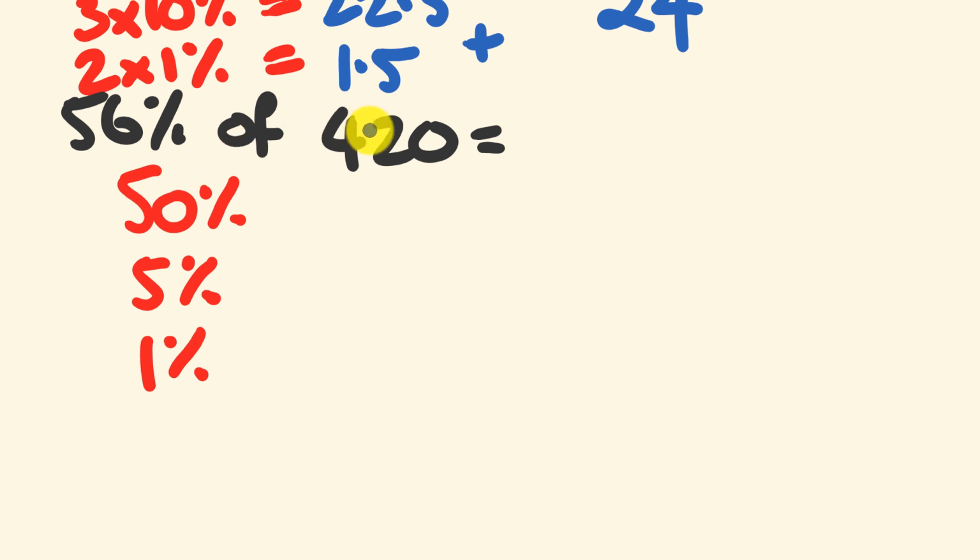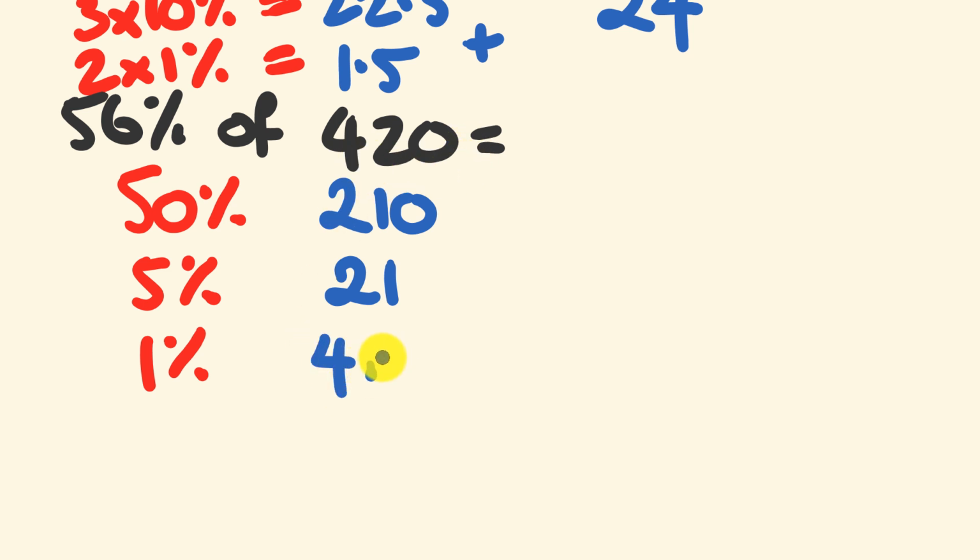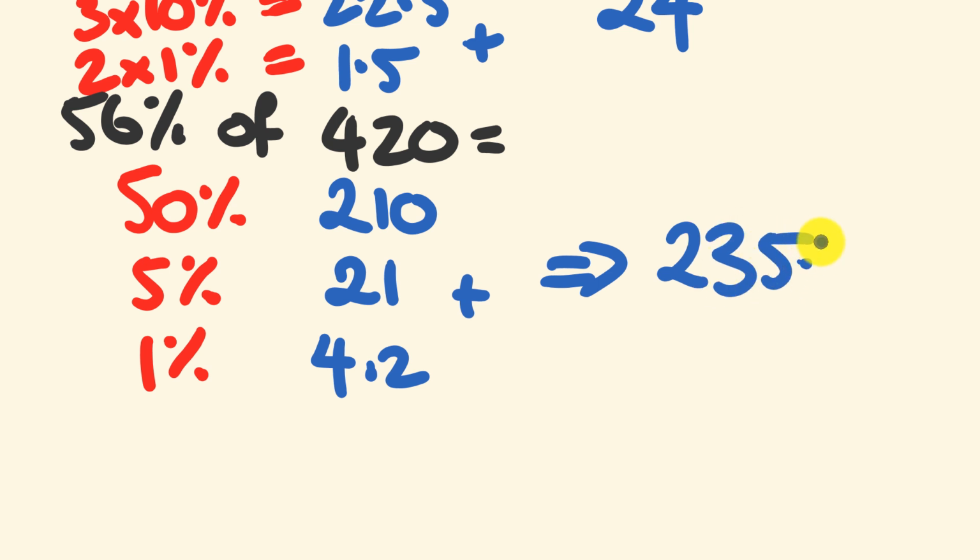So 50% of 420 is 210. 5%, well, this is going to be this divided by 10, so it's going to be 21. Nice and simple. 1%, well, we divide 420 by 100. Boom, boom, we get the answer of 4.2. We add all our answers together. What did you get when you do this? 210 plus 21 is going to be 231, plus 4.2 gives 235.2. So hopefully you like that shortcut.